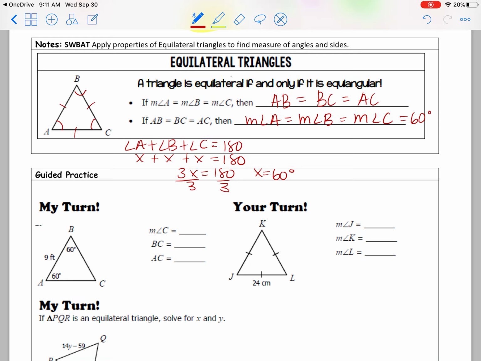Notice we have this triangle. Angle A is 60 degrees, angle B is 60 degrees, and angle C must be 60 degrees as well. And so because this is an equiangular triangle, it's going to be an equilateral triangle as well. So BC will also be 9 feet, and AC will also be 9 feet. Okay? On to the next one.